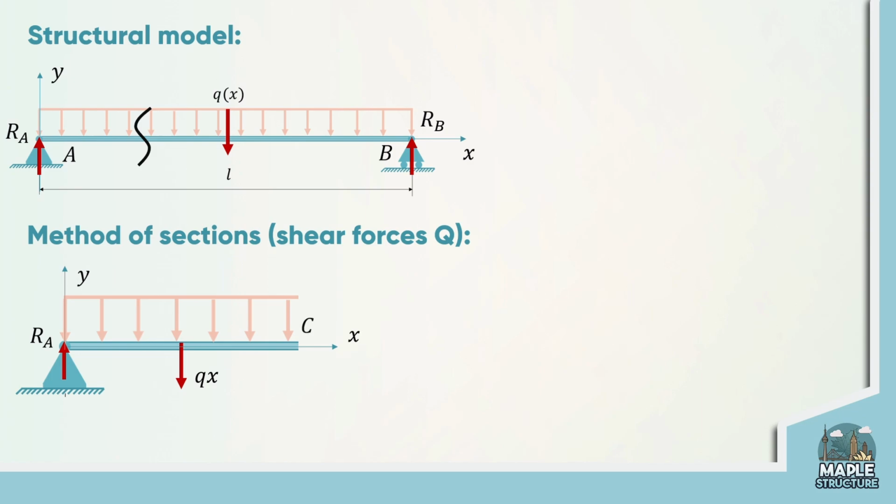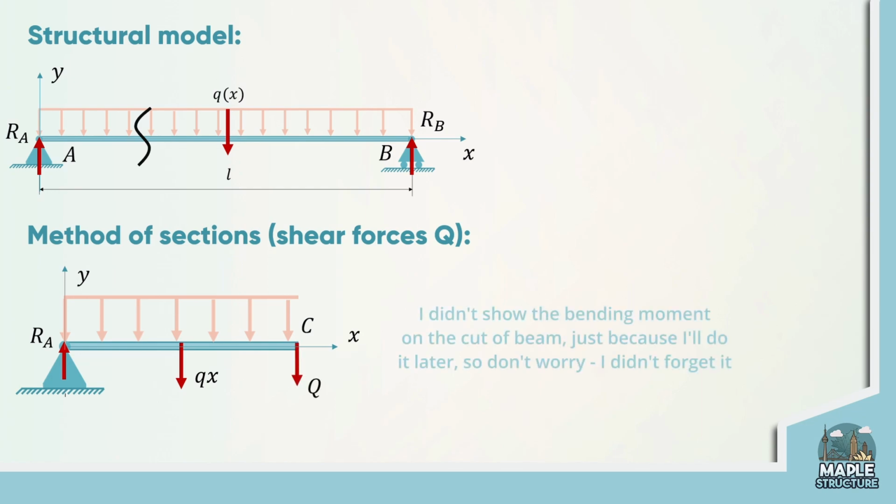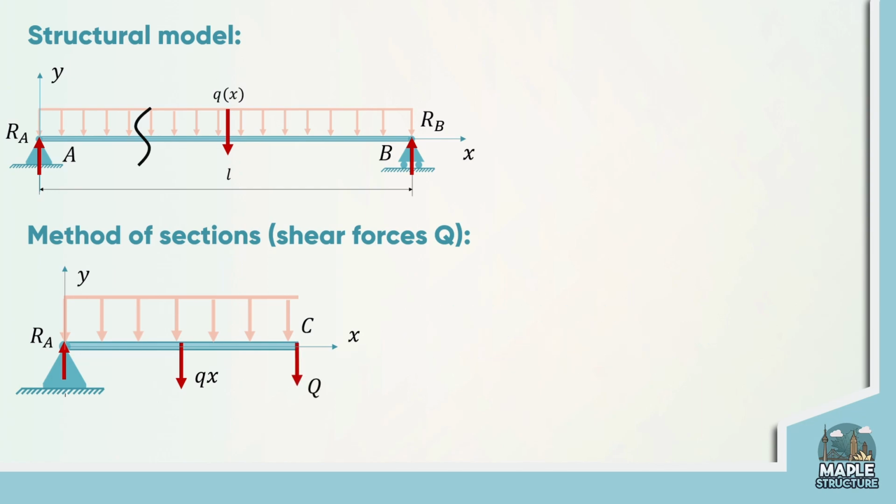Since we are dividing our beam into two parts, we must replace the right section with internal forces, specifically a shear force and a bending moment, just to ensure the remaining system stays in equilibrium. So now we have to repeat our previous steps and write statics equations again. Now we want to determine the shear force first, as you can see on the screen.